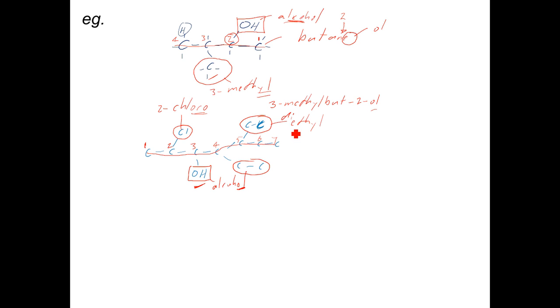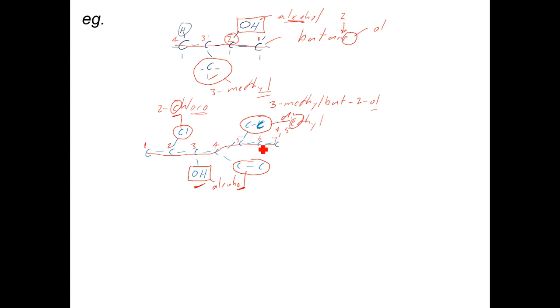So we're going to have an ethyl that's on carbon number 5, and we're going to have an ethyl on carbon number 4 as well. So we are going to have a 4,5 diethyl. Remember that we go alphabetically in terms of the branches. So C comes before E. So we're going to name the chloro first.